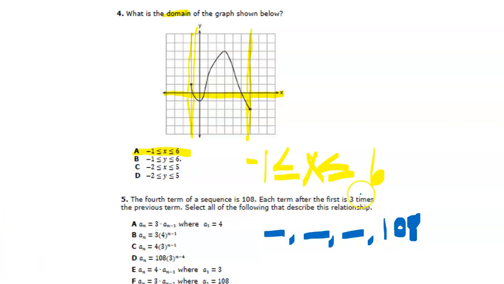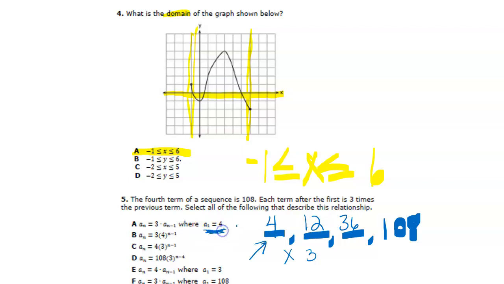All right, so if it's 3 times, then to go backwards, we're just going to do divided by 3. So 108 divided by 3 is going to give us what? 36. Divided by 3 is 12. Divided by 3 is 4. Okay, so we know that the first term in my sequence is 4. And we also know that we are multiplying by 3 each time. All right, so let's go ahead and take a look over here. So A says A sub n equals 3 times A to the n minus 1, or A sub 1 equals 4. The only thing you want to pay attention to on this one is A sub 1.